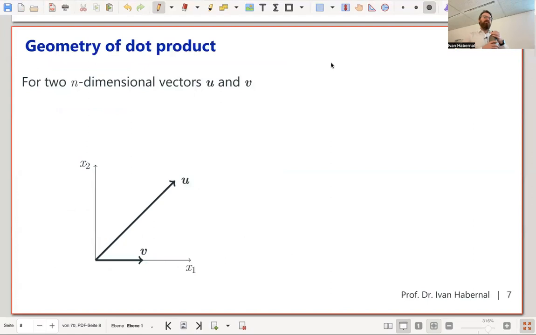But let's talk about the dot product first. So what is a dot product? We have 2 vectors here. I'm not using arrows here for vectors, okay? So we have 2 vectors, u and v. They have 2 dimensions, x1 and x2. So what is the dot product of these 2 vectors? How do you define a dot product? What is it?